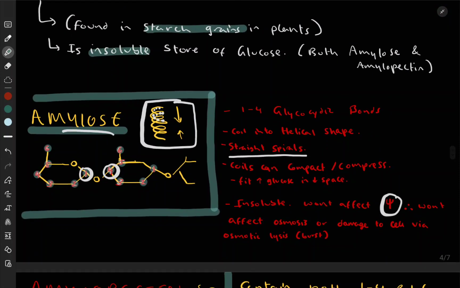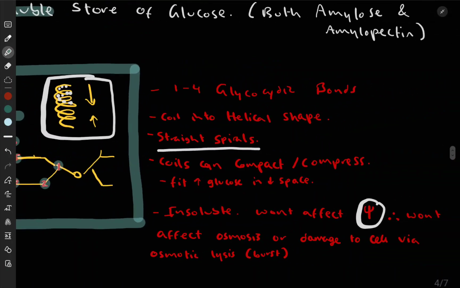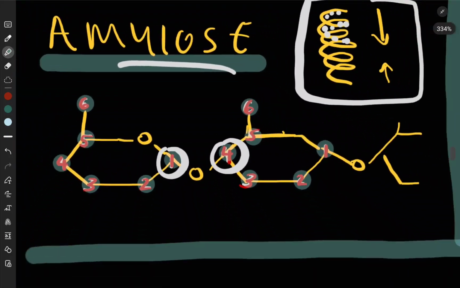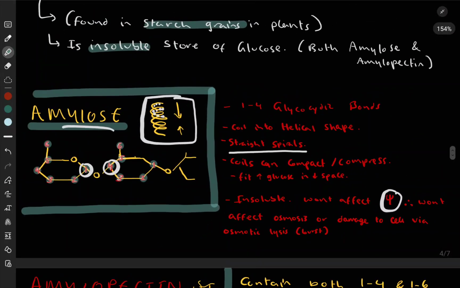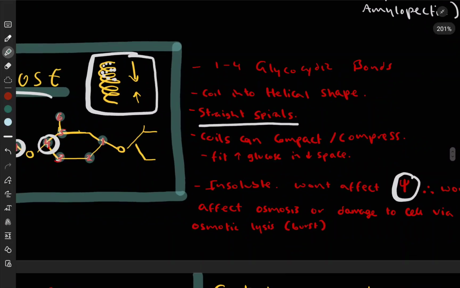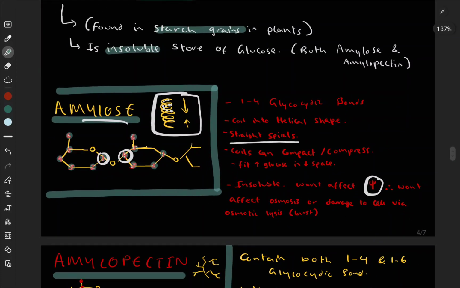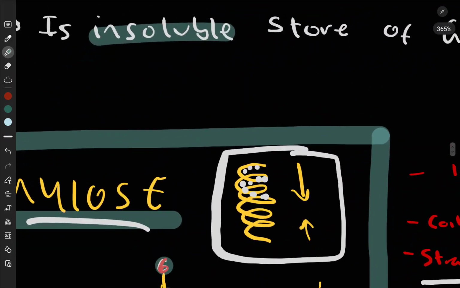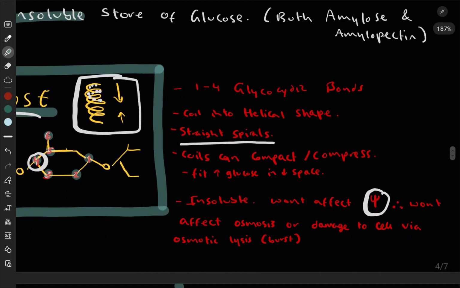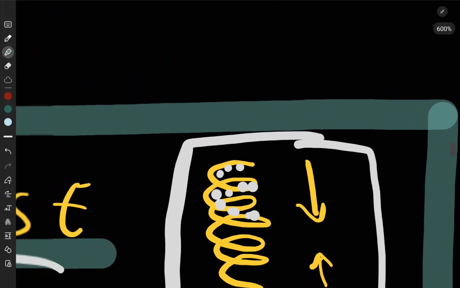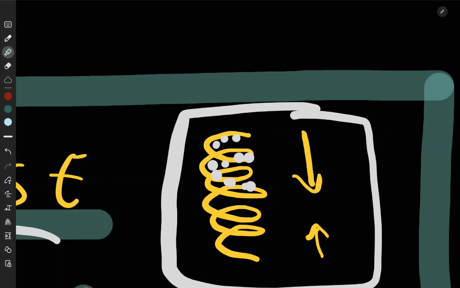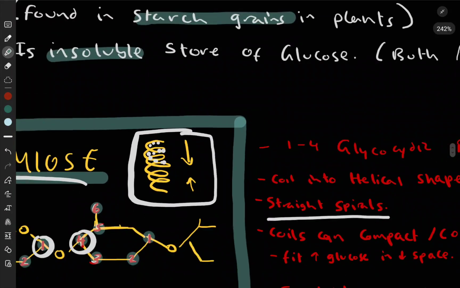Zooming into the structure of amylose, it's 1 to 4 glycosidic bonds. So carbon 1 and carbon 4 will partake in these glycosidic bonds. The amylose structure itself coils into a helical shape, and you can describe them as straight spirals. And these coils that form, as you can see here, can compact together almost like a spring, and this compactness can fit a lot of glucoses in less space, as you can imagine. I've drawn these white dots, not scientifically, to show glucose. You compact this together, a lot of glucoses in less space.